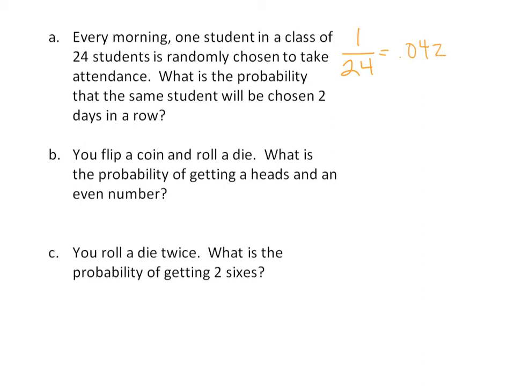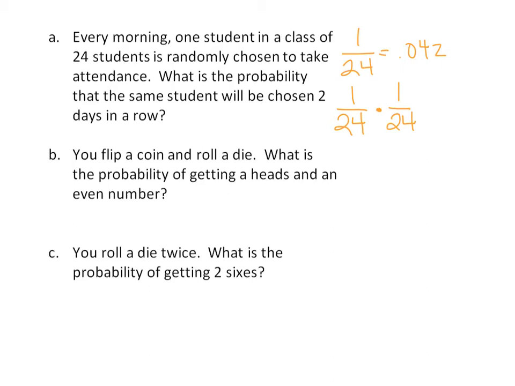So what's the probability that the same student, let's just say you, were chosen 2 days in a row? Well, that's going to be less likely. I mean, we're already at 4% likely that you'll be chosen the first day. So we're talking about 2 events, the first one and then the second one. The first day, you have a 1 out of 24 chance of being chosen to take attendance. And then, this is the second event, so we're going to multiply. You have, once again, a 1 out of 24 chance of being chosen again.